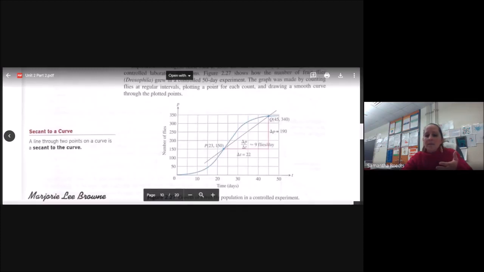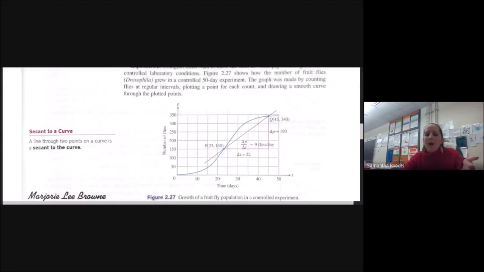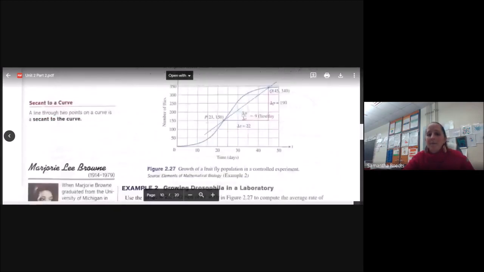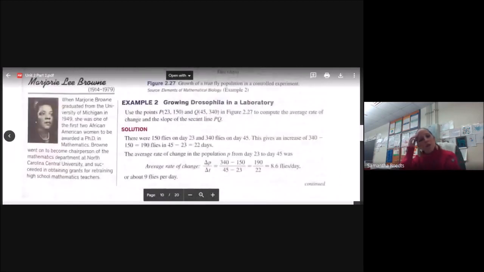We can't guarantee they counted on day 11 how many fruit flies there were. They might have only counted at 10, 20, 30, or at 10, 15, 20, 25, things like that. So they drew those lines kind of guessing where those points would be, but knowing that they were somewhere in between. Okay, so Example 2, growing Drosophila in a lab.